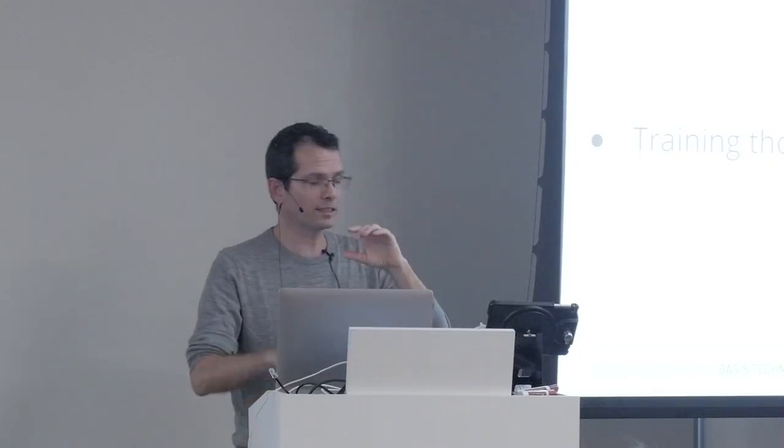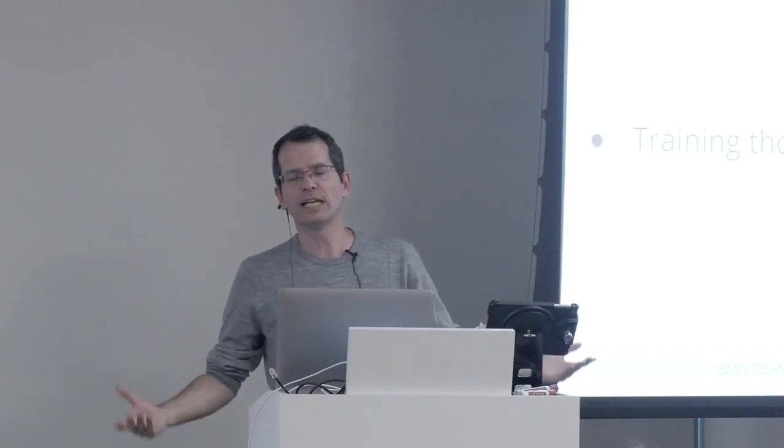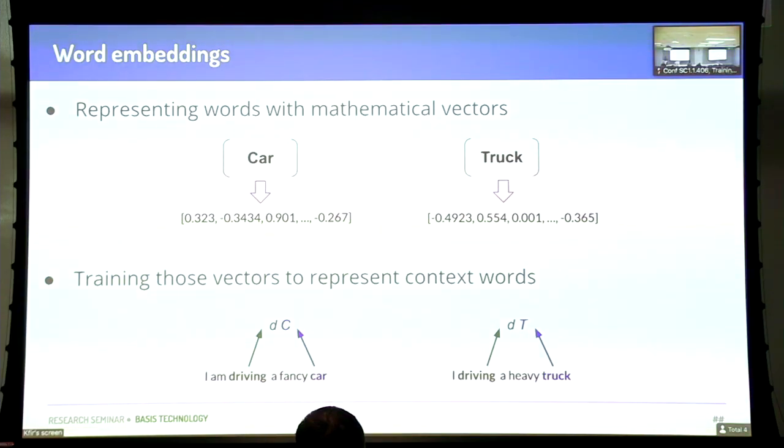The way that we create these vectors is by looking at a large collection of documents, just plain text, no annotations are needed. And then you start with a random vector, basically. So this is just a random vector, let's say for car, and a random vector for truck. And then we're going to modify these vectors.